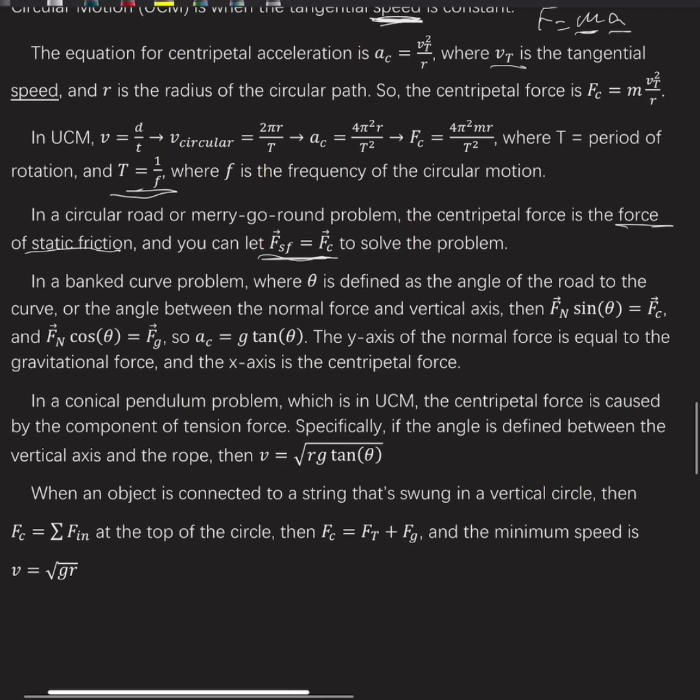In a banked curve problem, when theta is defined as the angle of the road to the curve, the angle between the normal force and the vertical, then you can say that force of normal times sine theta is equal to the centripetal force, and Fn cosine theta is equal to Fg. So the centripetal acceleration is equal to g tangent theta. The y component of the normal force is always equal to the gravitational force. The x-axis, which is inward to the circle, is always the centripetal force.